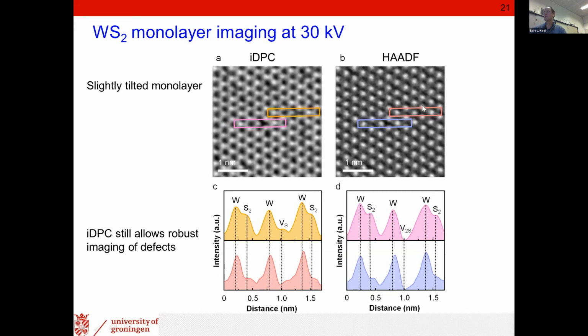However, if you do the same in high angle annular dark field, the contrast is already very weak for the sulfur, and it's difficult to image this in a really robust manner. There can also be a problem if your monolayer is not perfectly perpendicular to the electron beam, but very slightly tilted. This can already give artifacts, particularly if you image both the sulfur and the tungsten atoms at the same time. This gives some problems, which we don't have so much in IDPC.